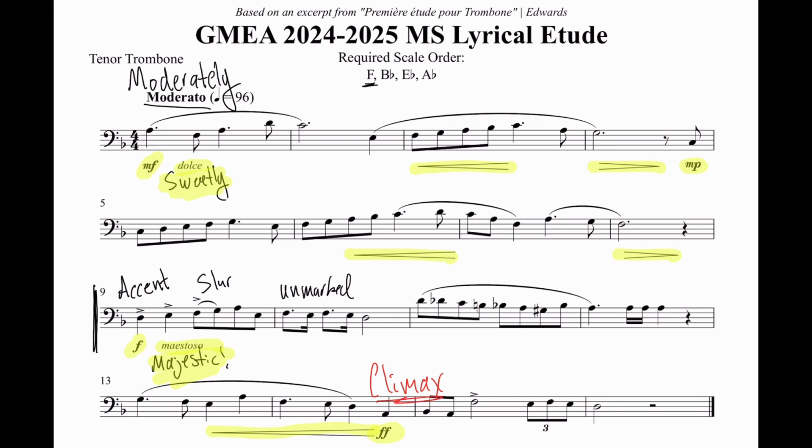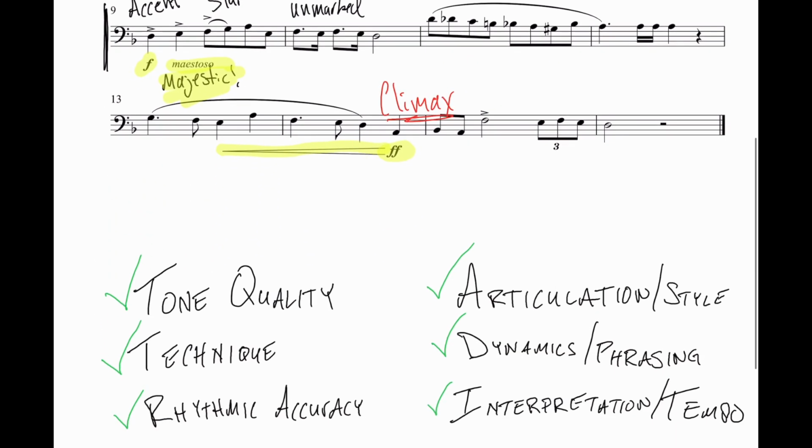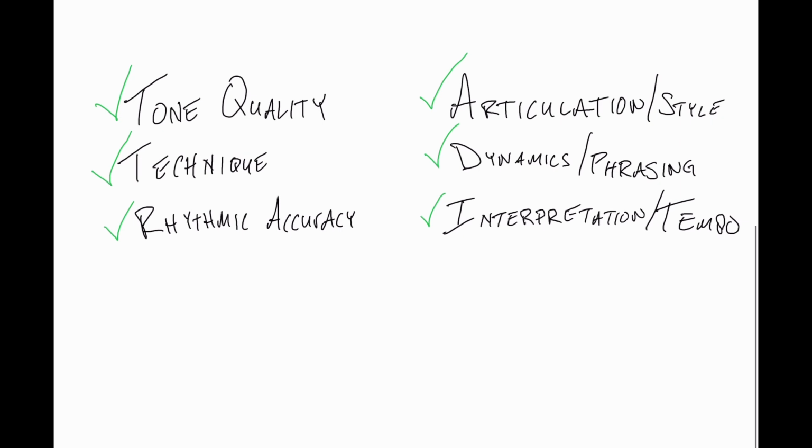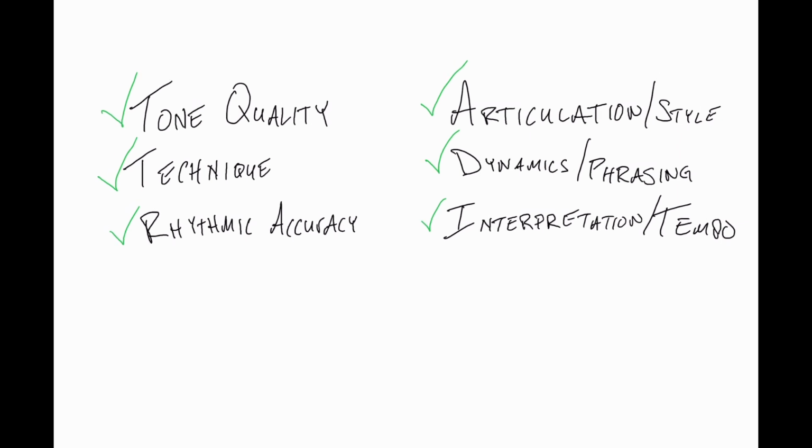My final bit of advice to you is to start by practicing slowly and with a metronome, and focus on accuracy in all ways. You'll be judged on tone quality, technique, rhythmic accuracy, articulation/style, dynamics/phrasing, and interpretation/tempo. So it's important to make sure you're not only playing the etude in time and with the right rhythms, but that the tone is the best quality for every single note, and all the phrasing works, and all of these little details have to be there in order to have a successful audition.